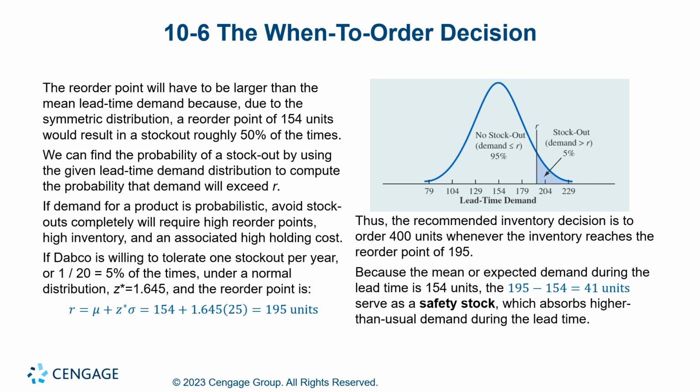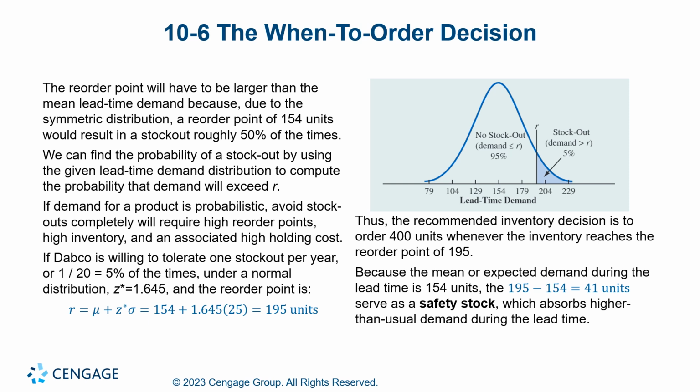We can find the probability of a stockout by using the lead time demand distribution to compute the probability that the demand will exceed a certain value of R. We could approach this issue by defining a cost per stockout, and then attempt to include this cost in a total cost equation. Or we can ask the management to specify the average number of stockouts that can be tolerated per year.